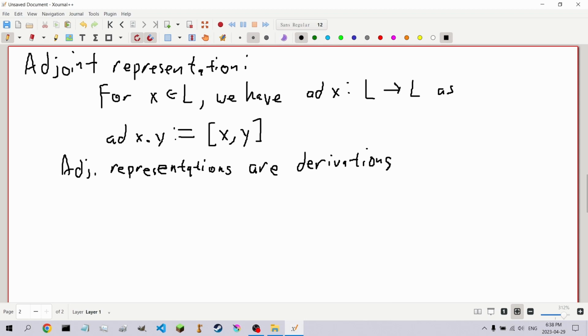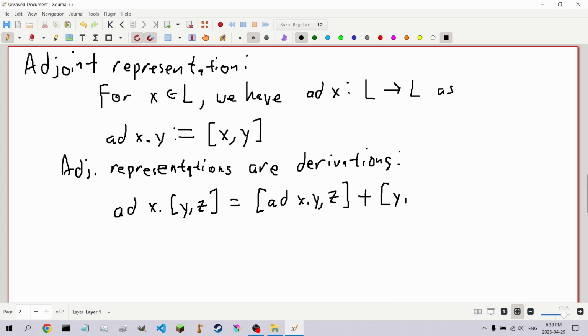Now, how do we show this? Well, first off, we write what we want to see. I guess that should be y and z. And keep in mind the definition of derivation is that this is going to split across the bracket. And keep in mind, we're starting with this because this is the only defining property of a derivation that we have.